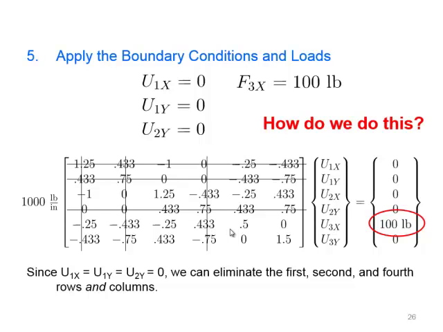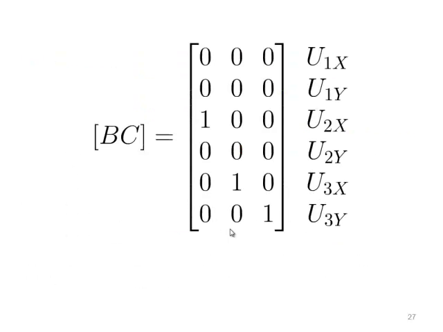So how do we do this? We need to create a boundary condition matrix that keeps only the things that aren't knocked out because of zero displacement. Node 1 in the x and y directions, and node 2 in the y direction are all zeros. We're only going to keep information about node 2 in the x direction and node 3 in the x and y directions. So that's why the placement of each one of those.